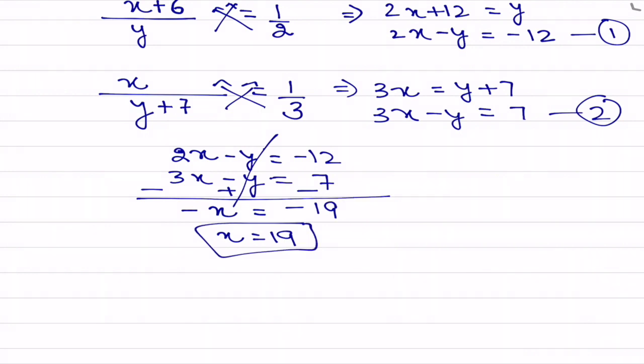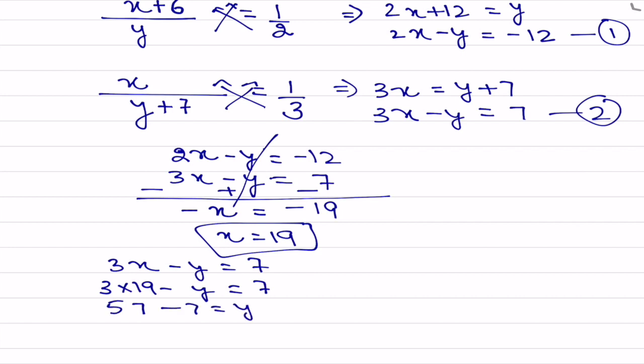Now put the value in any one of the equations. I am putting it in the second equation. 3 into 19 minus y is equals to 7. So it becomes 57 minus 7 is equals to y. That means y value is 50. So value of x is 19, y is 50.